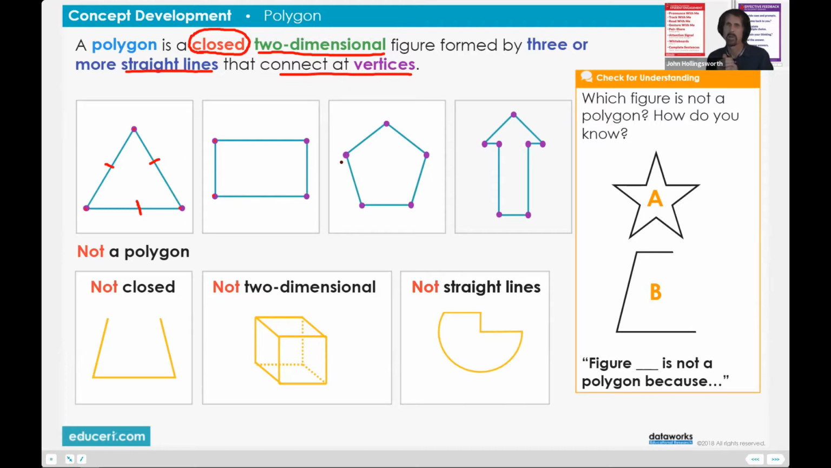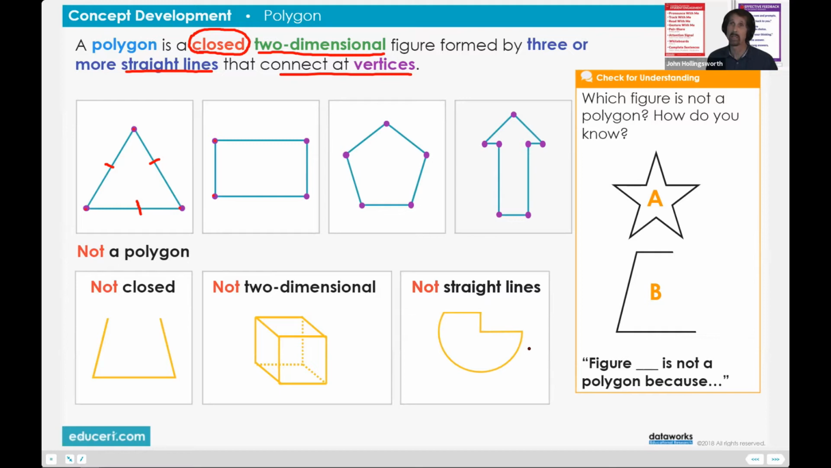Now, Joel, this is a brain research on concept development. We show those examples across the top. The ones on the bottom, students, if you're still not sure what it is, look at the bottom one. The first one says not closed. That's not a polygon because the lines did not meet. The second one is not a polygon because it's a three-dimensional object. And the last one, we have curved lines.